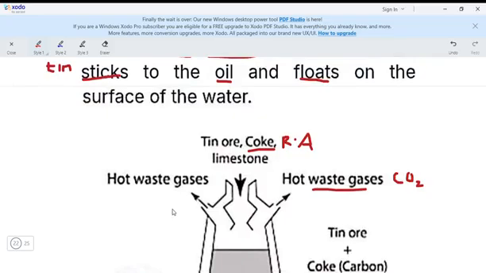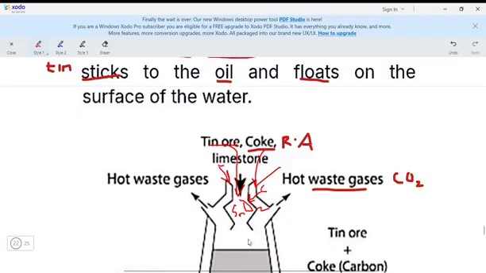Now, how does it take place? Your tin ore, which is cassiterite, you pass it here. So that's your SnO2. Your coke, which is carbon, will also enter here. Why? That's the reducing agent, the one that is going to pick up any oxygen in the chamber or in the furnace. Limestone will also be added because the CO2 is needed.